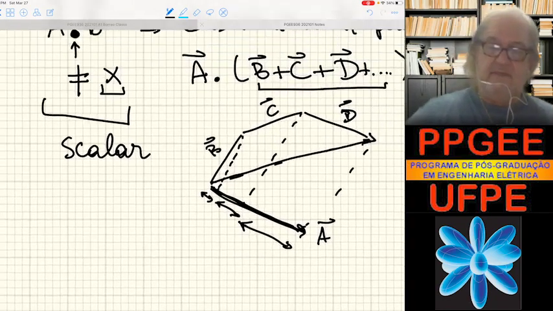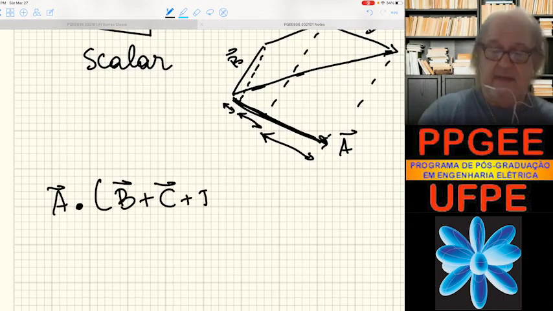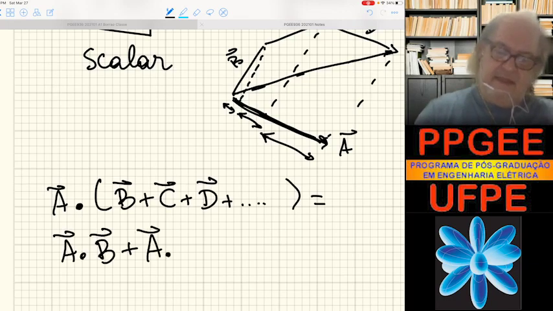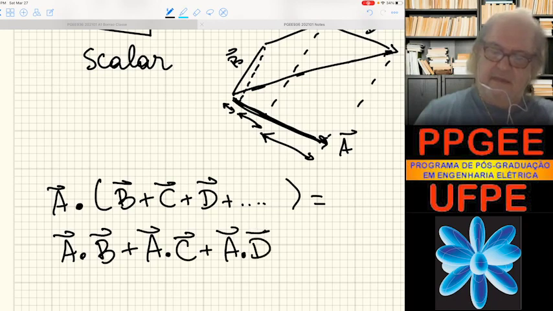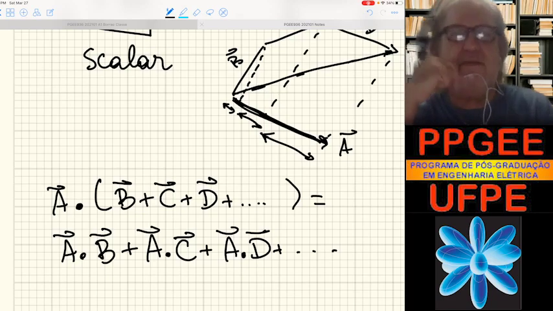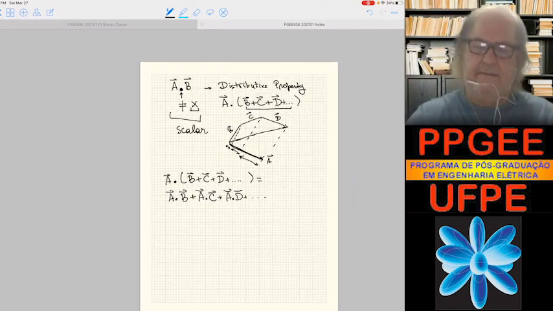So the distributive property is this: A dot product with the sum of several different vectors, etc., can be distributed. A dot B plus A dot C plus A dot D plus etc. So that's called the distributive property of the dot product. Okay.